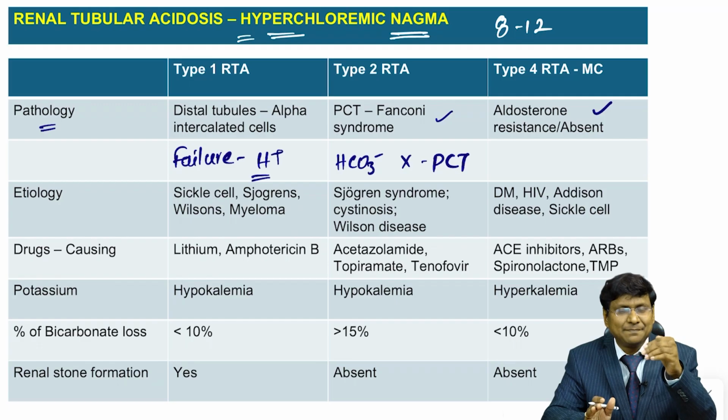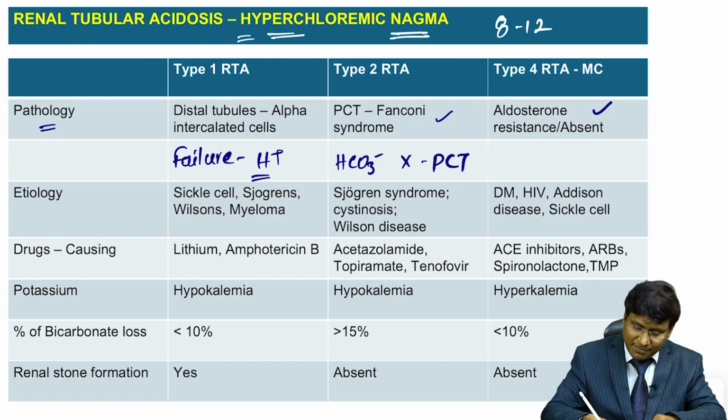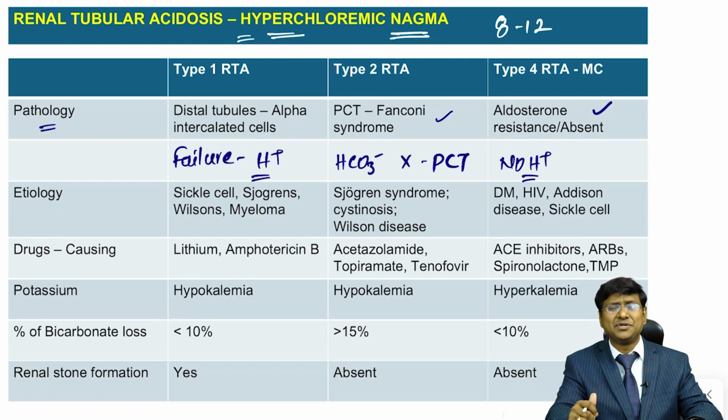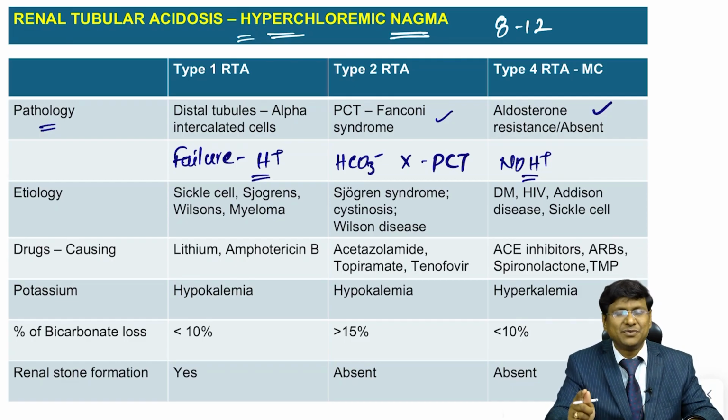There is either absence of the aldosterone or there is aldosterone resistance. What does this aldosterone do? Aldosterone is the one which will cause secretion and excretion of the H+ ion. So because of the aldosterone resistance or aldosterone absent, the H+ ion will not be secreted into the tubule. Thereby, the H+ ion will be retained in the body, resulting in acidosis, right?